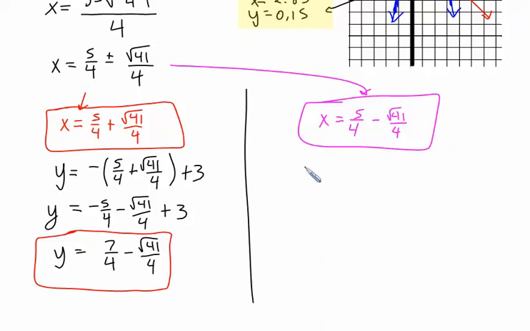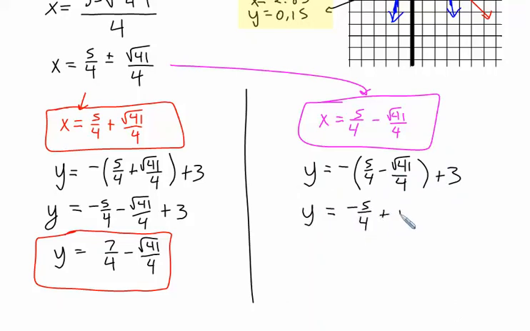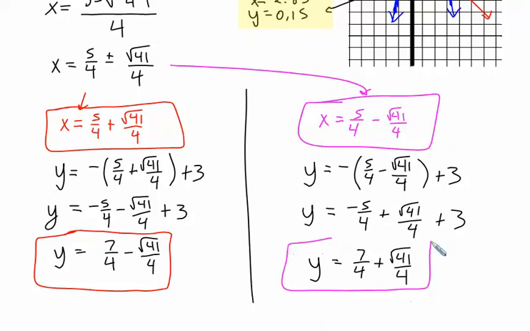For the other combo, again, we're going to take our value of x and plug it into y is equal to a negative x plus 3. And as we solve that, we still need to distribute our negative. We still need to combine the like terms, which are the 3 and the negative 5 fourths. That's going to be the 7 fourths again. And there's the y value that matches up with our x.